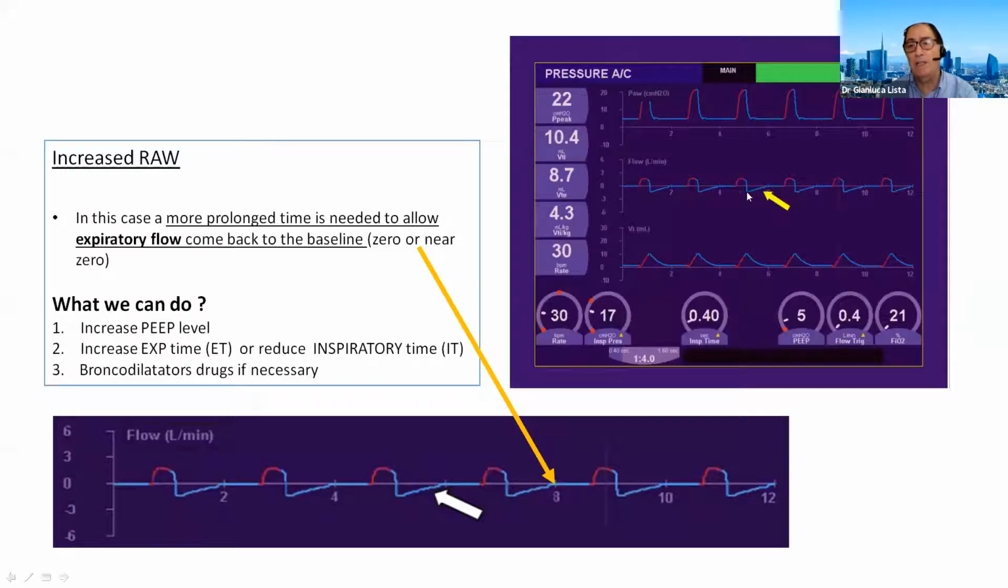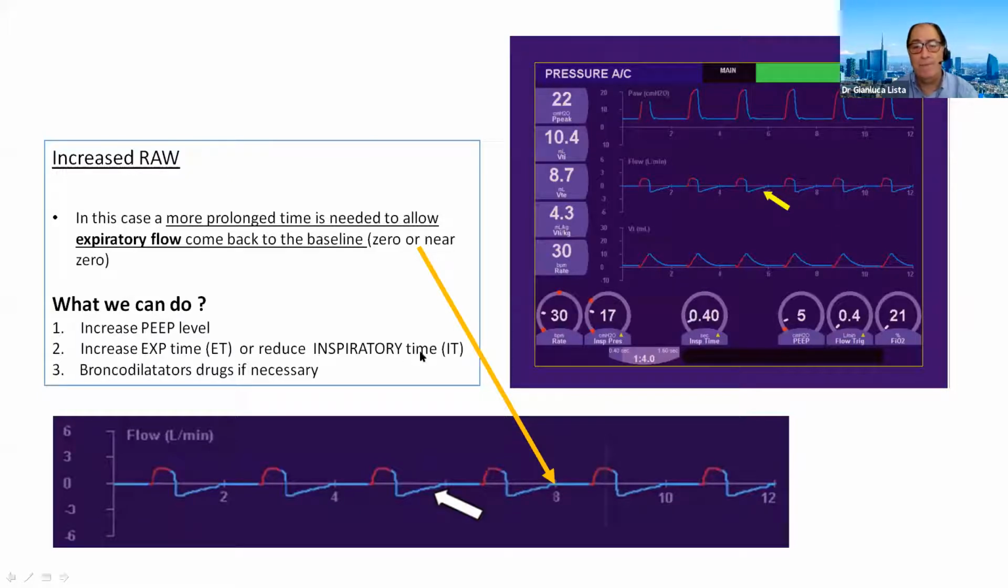Observing the expiratory phase of the flow helps us in understanding how much resistance there is in the airway. In this case, this baby was affected by increased airway resistance, because you can see that there is a more prolonged time to allow the expiratory flow to come back to the baseline. How can we resolve this problem? We can increase the PEEP level, increase the expiratory time, or reduce the inspiratory time.